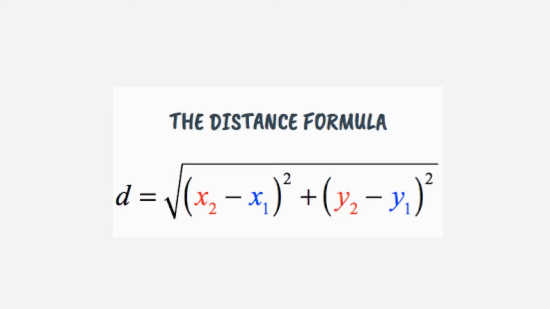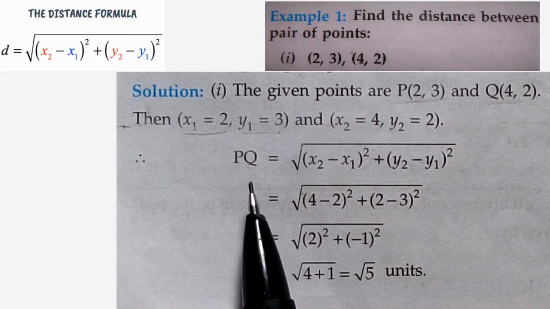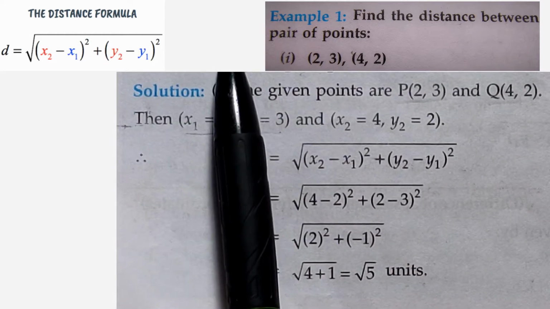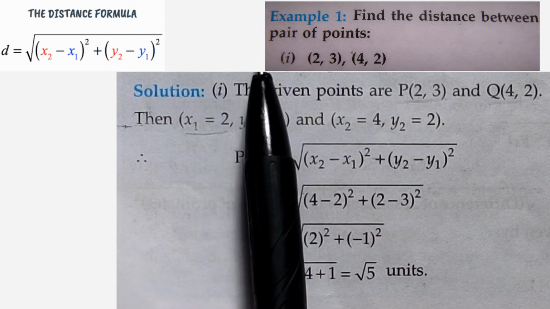Welcome back everyone. In this video we're going to solve numericals related to the distance formula. Let's get started. Let us jump into some numerical problems. Find the distance between the pair of points: 1. (2, 3) and (4, 2).